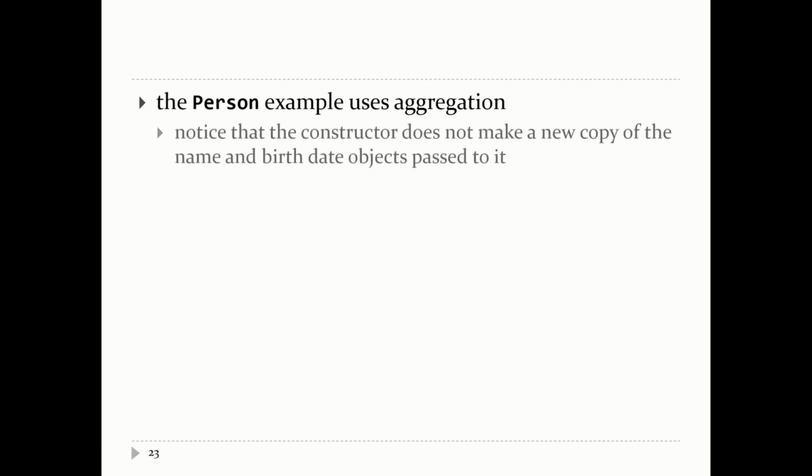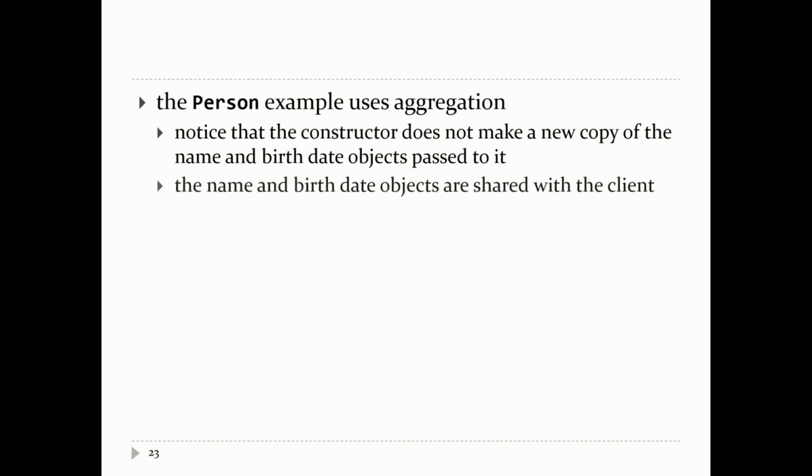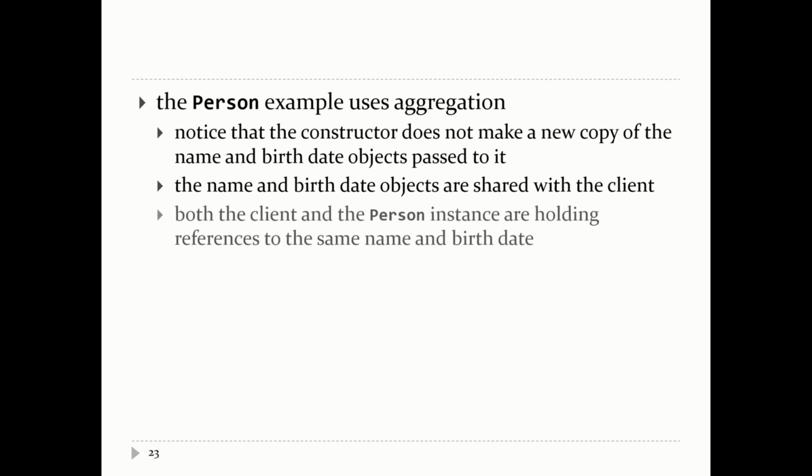So that example is an example of a class that uses aggregation. The constructor does not make a new copy of the name or birth date objects passed to it. And so what does that mean? It means that the name and birth date objects are shared with whoever called the constructor. I'm calling that the client, but that's just whoever called the constructor. It means both the caller and the person object are holding references to the exact same string and the exact same date object.